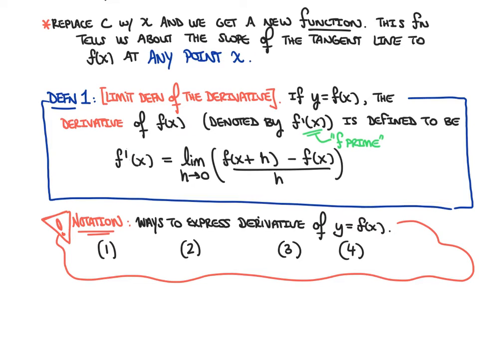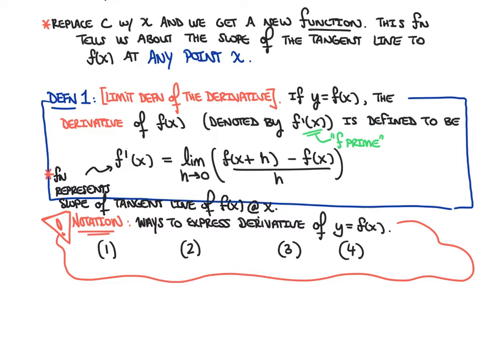This is a new function right now, and it represents the slope of the tangent line of the original function at some given value of x. All right, so that's really, really important, this interpretation of what this function actually does for us.